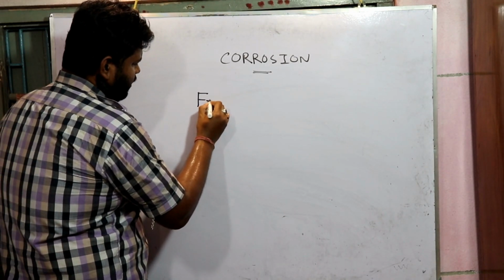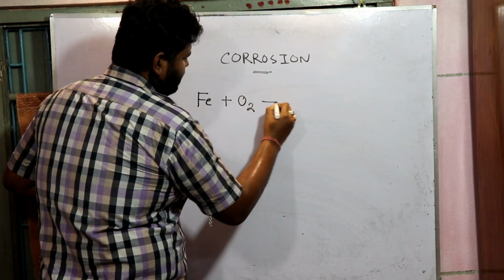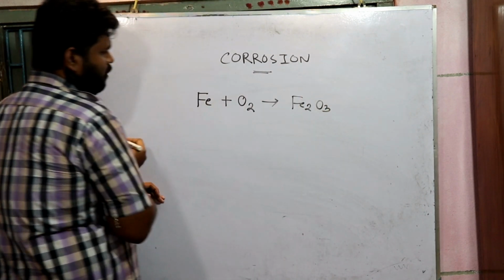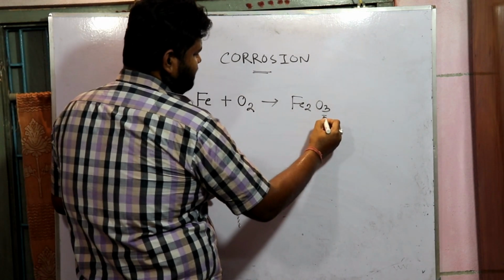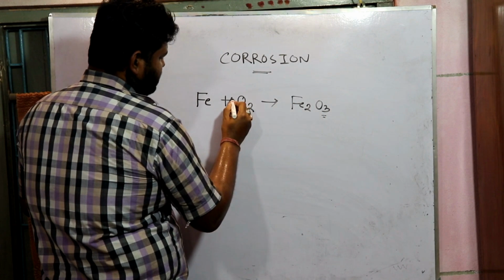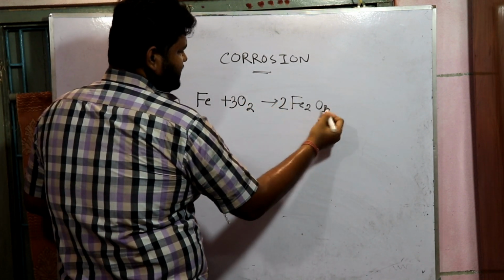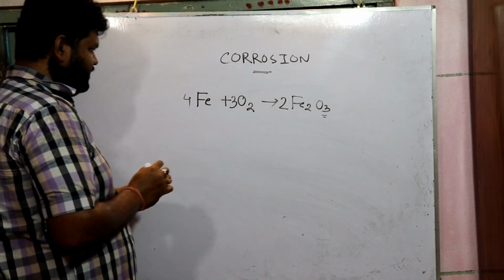Suppose iron plus oxygen, it will produce Fe2O3. Now let's balance it. Here 2 and here 3. 3 is the maximum number. As oxygen is 2 here and 3 here, we have to balance the oxygen first. 3 oxygen, 3 into 2 is 6, 2 into 3 is 6, and then 2 into 2, 4 iron. So this is the balanced equation: 4Fe + 3O2 gives 2Fe2O3.